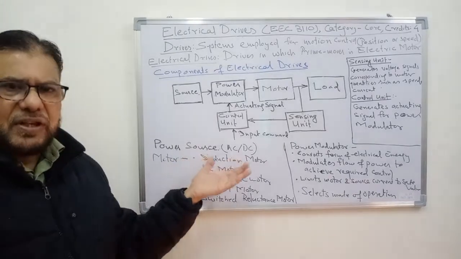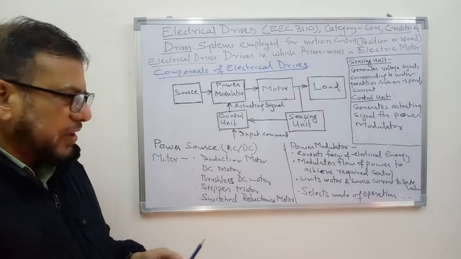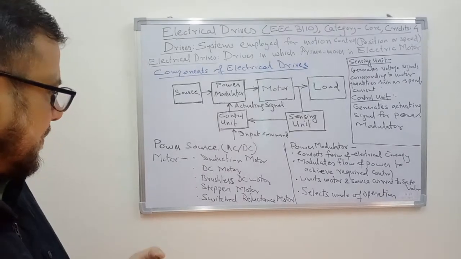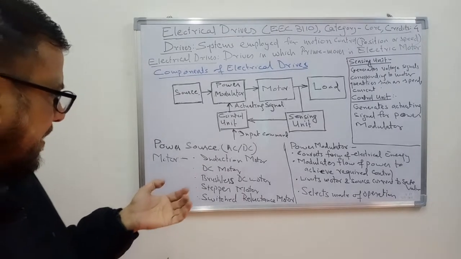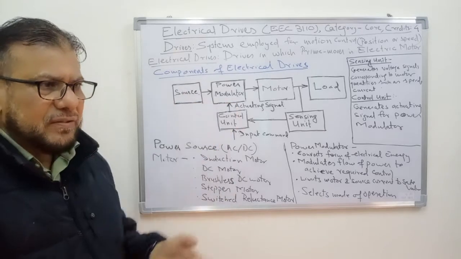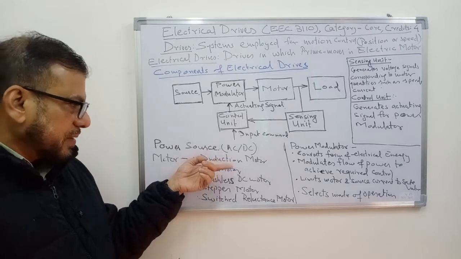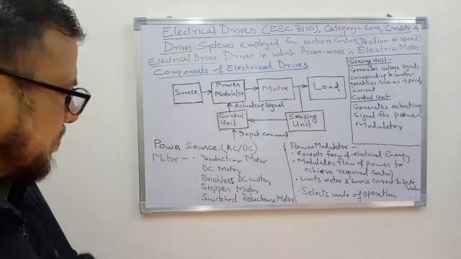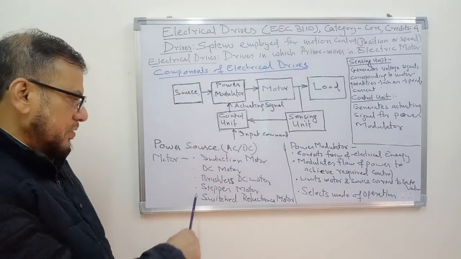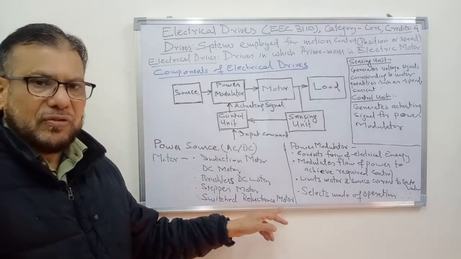The control of an induction motor was difficult, but with the advent of power electronics, the control has become easier. This means that nowadays control of an induction motor has become easier than it was some 10 or 20 years back. So now the induction motor is replacing the DC motor. Nowadays most of the drives will be induction motor based drives, but in some cases you will have a DC motor, a brushless DC motor, a stepper motor, or a switched reluctance motor.